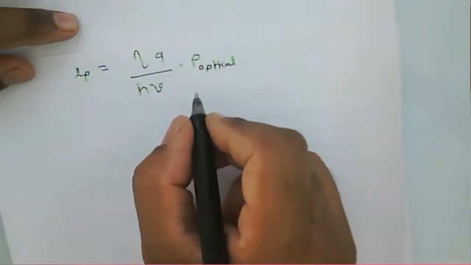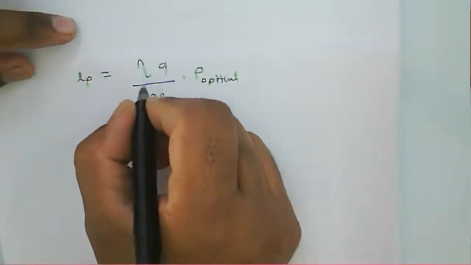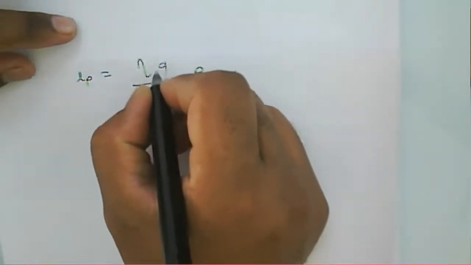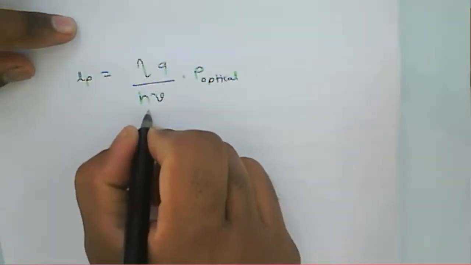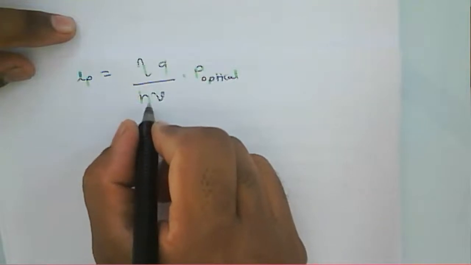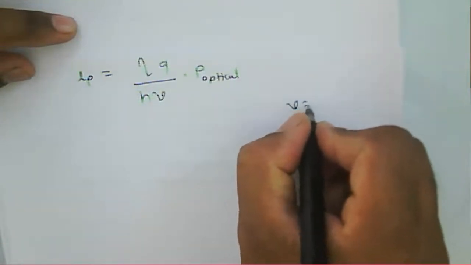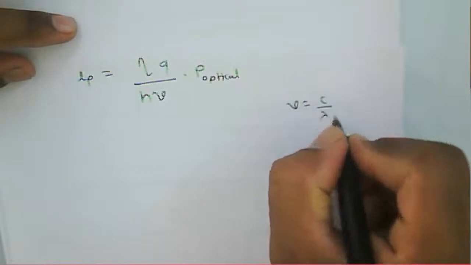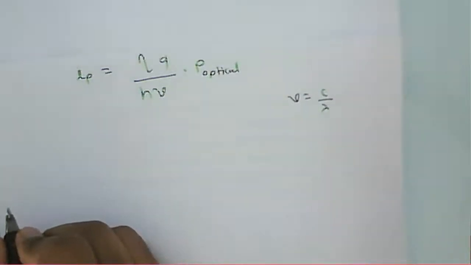Now eta is the quantum efficiency, q is the charge of the electron, and in hv, h is Planck's constant and v is the frequency. So we can say that v is c by lambda. That way we can write it.